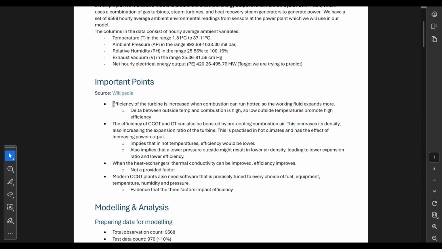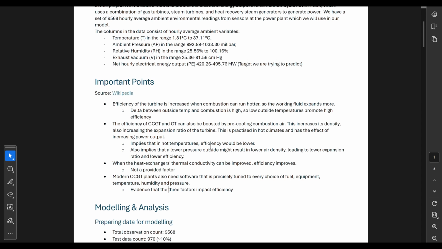The solid bullets that we are seeing here are exact statements that have been pulled out from our external source. We have used Wikipedia as our source here, and the sub bullets are the conclusions that we have derived out of it. So, all in all, just to summarize it, it feels like from this particular article that low ambient temperatures promote high efficiency, and as temperatures get hotter, efficiency would be lower. The same thing can be said about pressure.